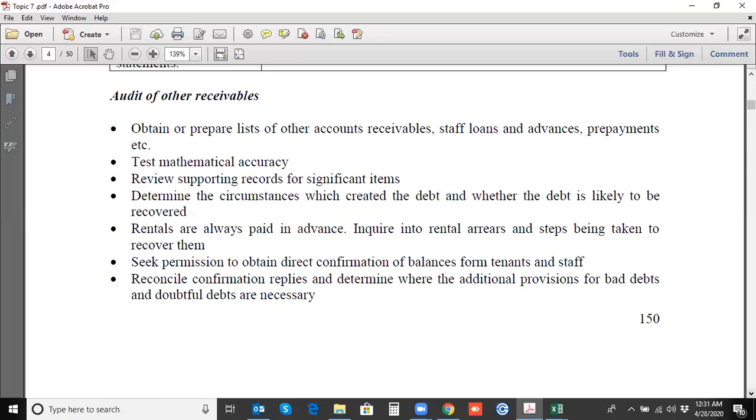Seek permission to obtain direct confirmation of balances from tenants and staff. You can do a confirmation by yourself to make sure that the information that is coming from the tenants and staff is exactly the same as the information that is coming in or out of the financial statements. Then you need to reconcile, of course, confirmation replies, and then determine whether additional provision for bad debts and doubtful debts is necessary. So it's very important for you to carry out confirmation. Once you carry out confirmations, then you can review them and see if they are up to date with respect to the tax body.